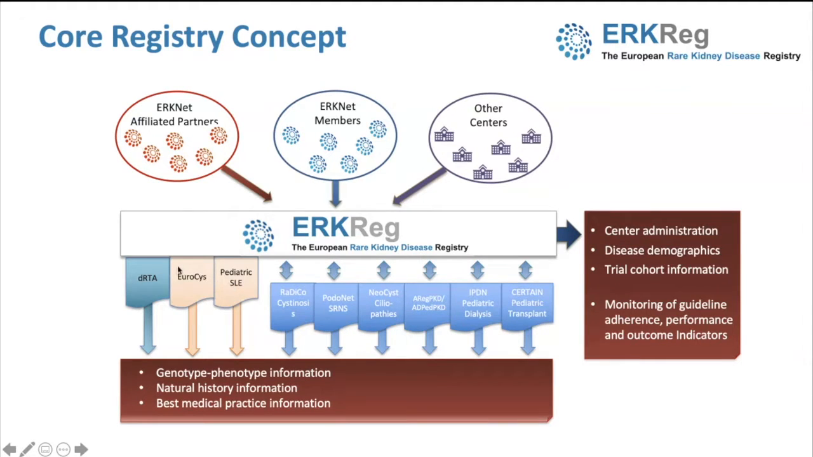So from these more detailed registries, we are expecting genotype, phenotype information, natural history information, and best medical practice information, whereas the core registry is more informative about the disease demographics, and it can also provide information where there are patients that are potentially suitable for clinical trials.